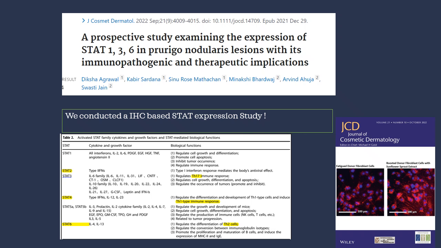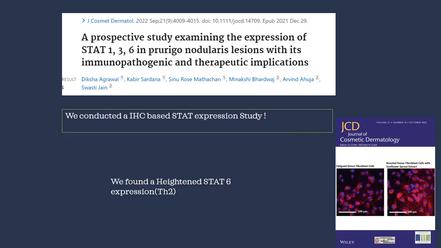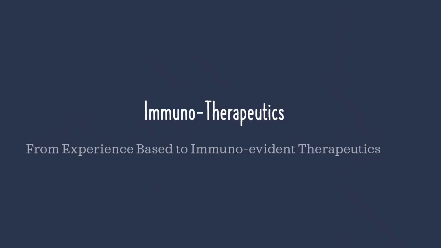So this is the study actually, and what you would see in the study is that we studied STAT 1, 3, 6. The STAT 1, 3, 6 is a surrogate marker for different CD4 subtypes, and we found a marked expression of STAT6, which suggested that it's a Th2 response. This is the first immunological study of prurigo nodularis in the Indian population. So all this is important to understand what I'm sure a lot of you must be wanting to listen to, immunotherapeutics. Because if you do not know immunology and you do not do immunological studies, what you do is experience-based dermatology, which is okay, but not always effective. So from experience based and eminence based to evidence based.